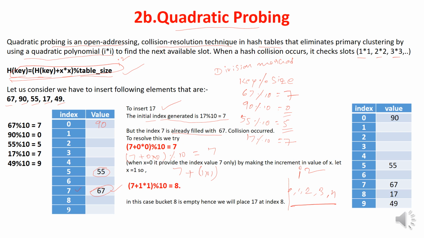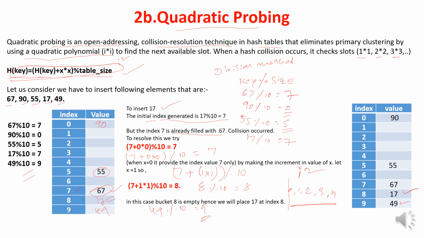Now try with 1. 7 plus 1 into 1, 7 plus 1, 8. Percentage table size 10, 8 percentage 10 is 8. Is the 8th location free? Yes, it is empty. So the 8th location is filled with 17. Now try to add one more data item, 49. 49 percentage 10 is 9. 9 is your index. Yes, it is free. So in the place of 9, you can place your 49.